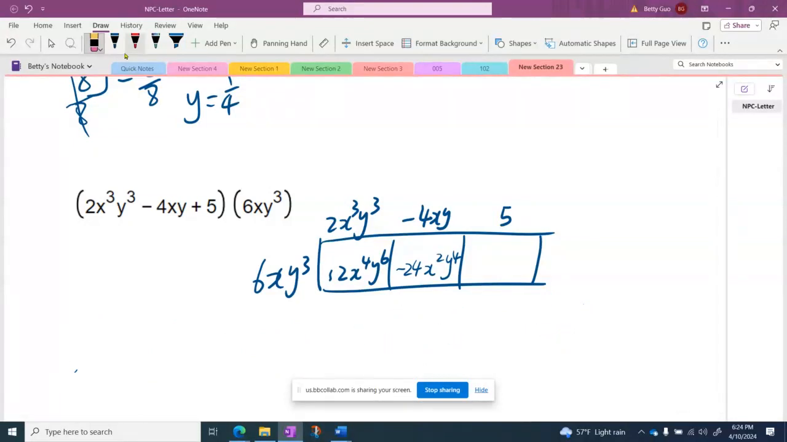And then we have one cell to fill in, row 1, column 3 in the box. So we have 6xy cubed multiplied by 5. Oh, that one is simple. Multiply the numerical parts: 6 times 5 is 30. And then keep the variable parts from 6xy cubed, because the 5 doesn't contribute any variable. So keep the x, keep the y cubed. And the result would be the addition of the 3 terms in the box. If you look at the 3 terms in the box, none of them are like terms, so we have nothing to combine.